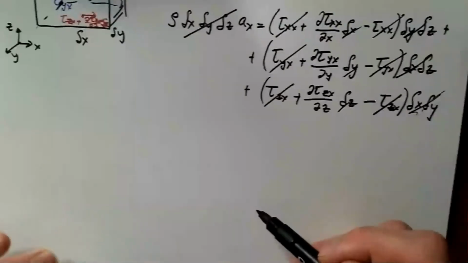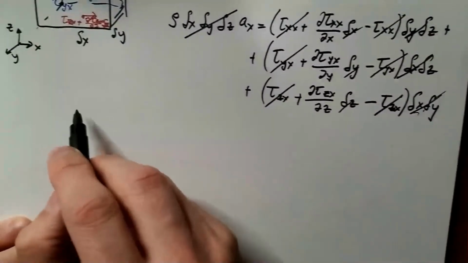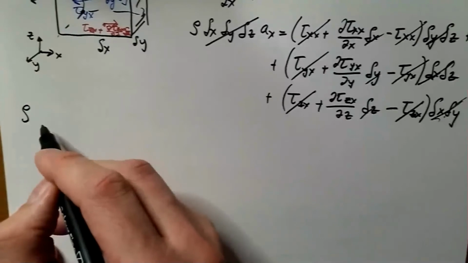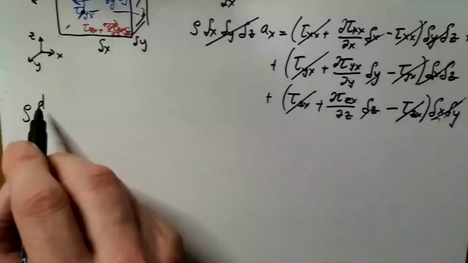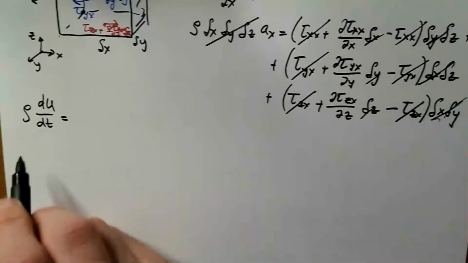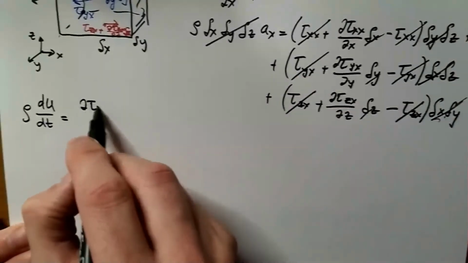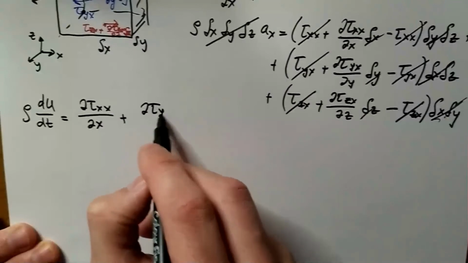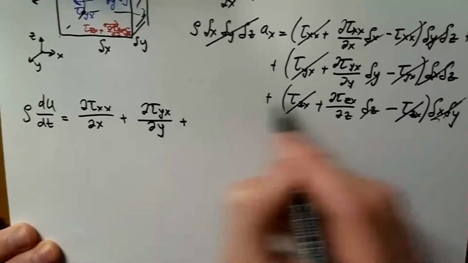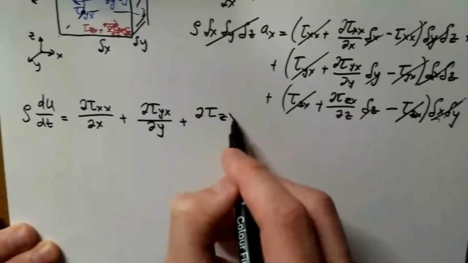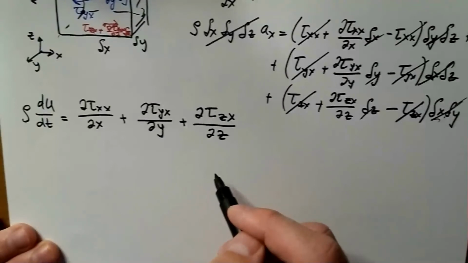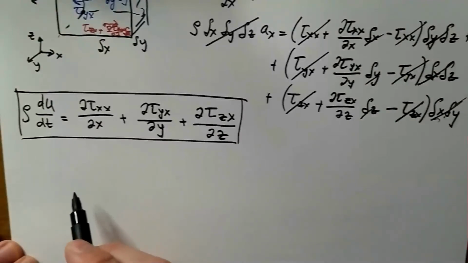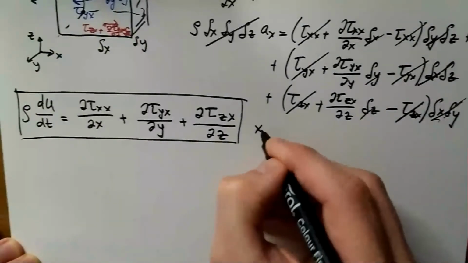And now I am getting that rho times acceleration in the x direction, that is du over dt, is equal to delta tau xx over delta x plus delta tau yx over delta y plus delta tau zx over delta z. And this is the second Newton's law expressed in terms of stresses. Second Newton's law in the x direction.